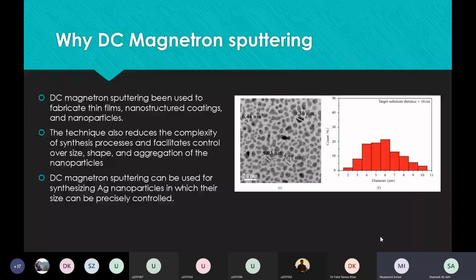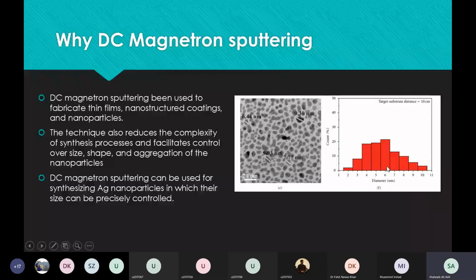Yes, please. So now I will be telling you why we did what we did. Firstly, we chose DC magnetron sputtering rather than any other technique because it is used for fabrication of nanofilms. It is a simple technique which gives us very good control over size and shape. And as you can see from this histogram, which we found from the literature, the average diameter is between 5 and 6 nanometers.